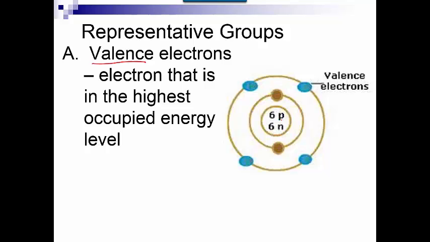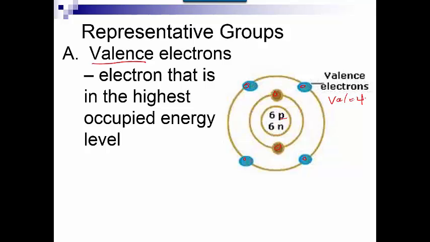So let's say that we have 6 protons. That means we have 6 electrons. You put 2 in the first energy level, which means that 4 are going to be going into the second energy level. So the number of valence electrons here is equal to 4.